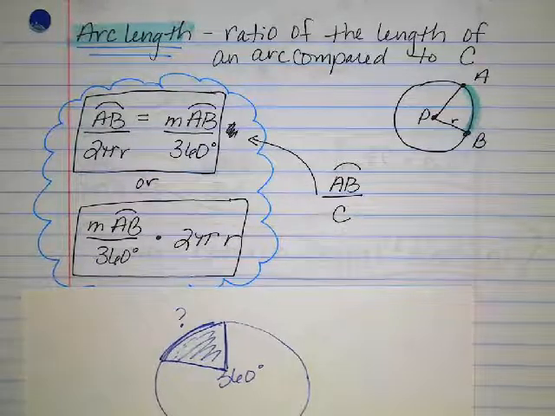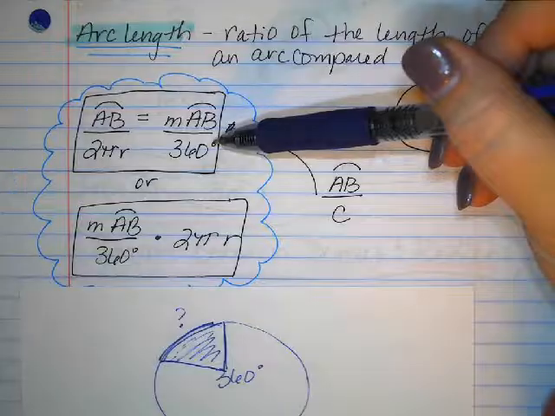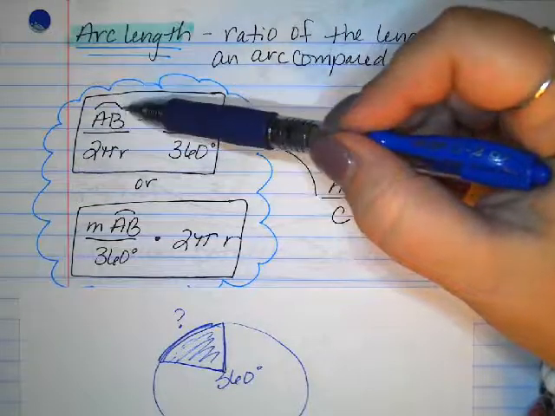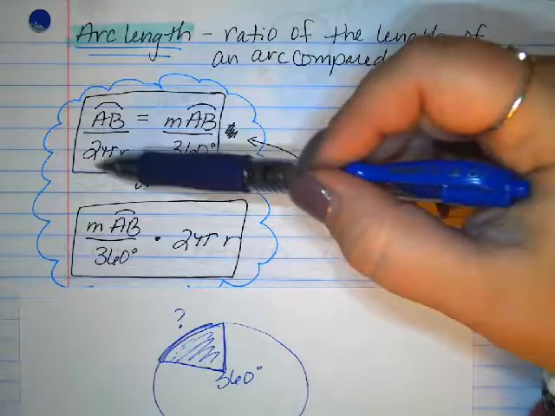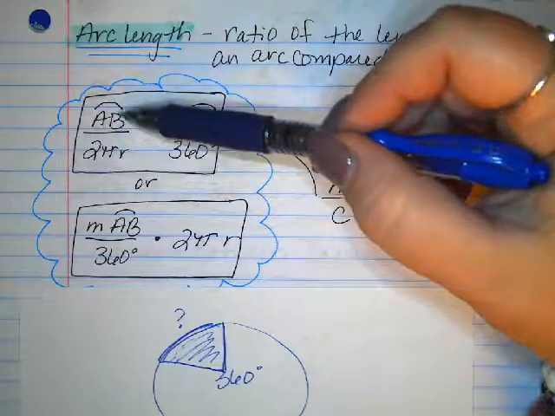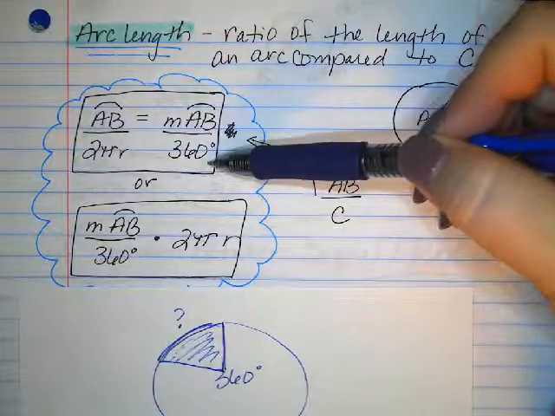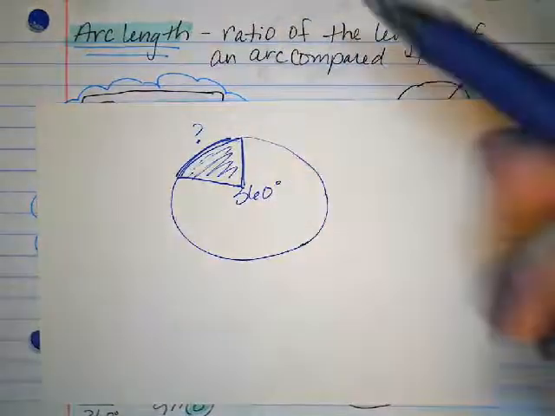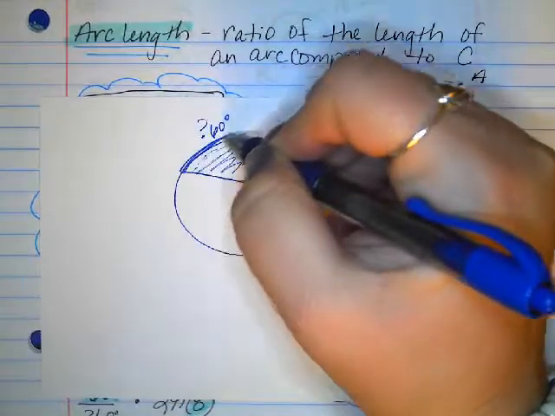So a couple of different things. So here are these ratios here. It's saying that the arc length over 2 pi r, remember that's the circumference, that's the whole thing, is equal to the measure of the arc over 360. So again, it's that chunk of the piece of the pie. Like maybe this was 60 degrees, this little piece of the pie.